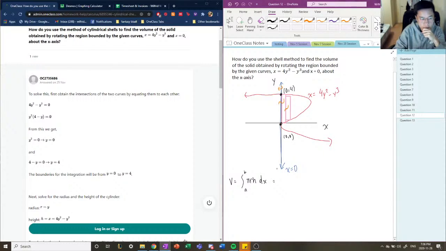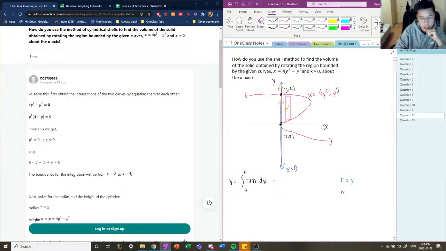So the radius of our cylinder can be described as the y value of where it's at, right? So our radius of the cylinder can be described as our y value. Okay? So our radius, let's just write it here, is going to be y.